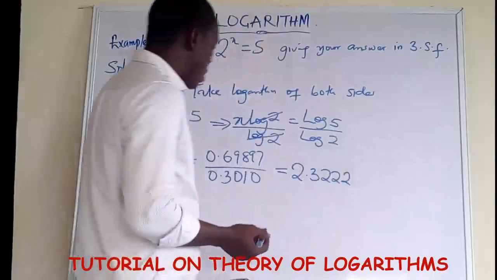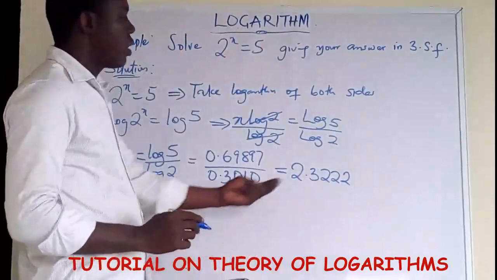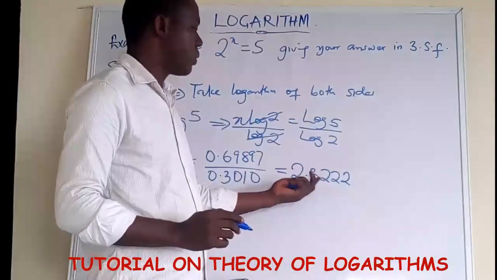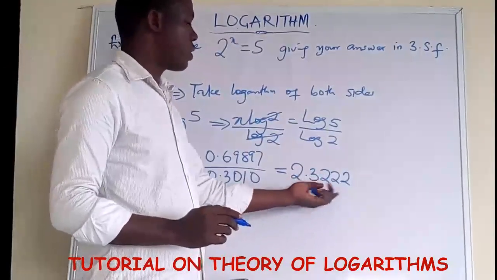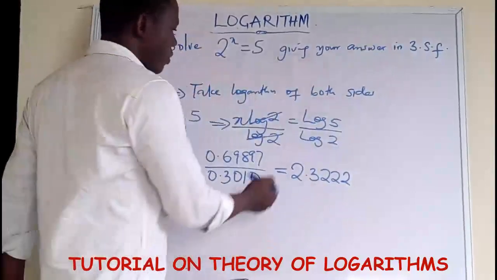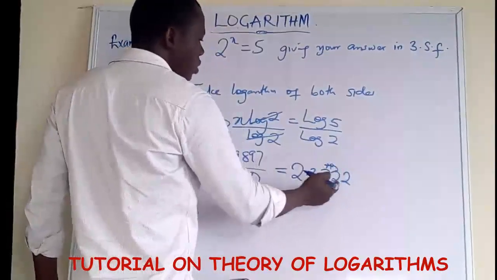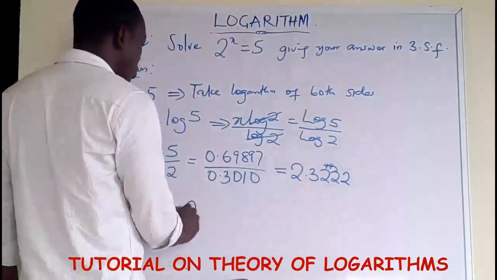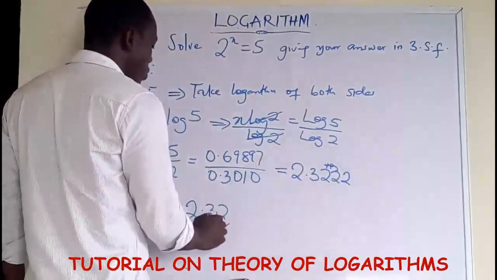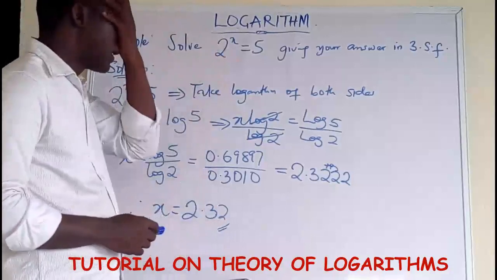So our answer is 2.322, and therefore x equals, now if you look at this one, this one is 5 significant figures. They ask us to leave our answer in 3 significant figures. 1, 2, 3. So we approximate this one, and that's plus 0, because this one is not 5. So we have 2.32. That's the answer to this question.